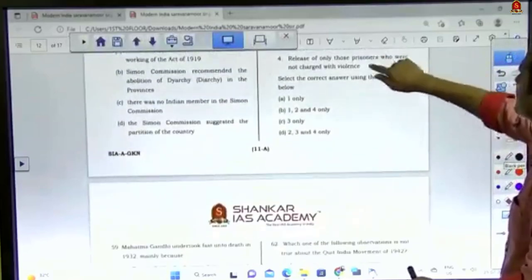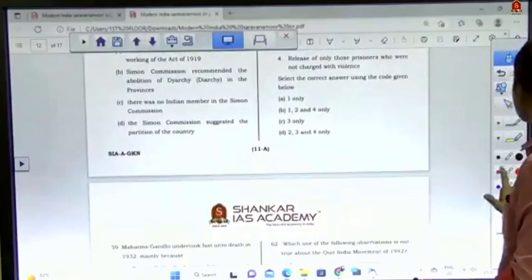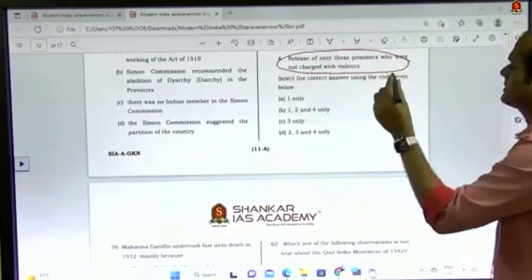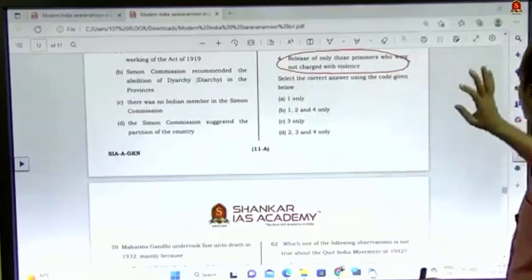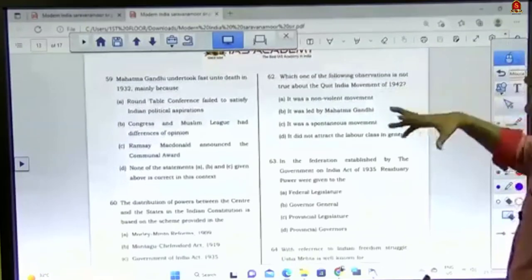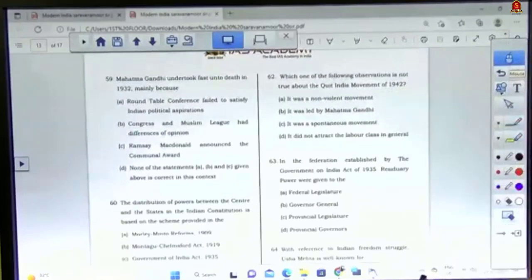They were not charged with violence. Actually, this is controversial. Some say Gandhiji talked to them also; some say no. That's why UPSC didn't give an answer to this. Mahatma Gandhi undertook a fast unto death in 1932, mainly because the Roundtable Conference failed to satisfy Indian political demands.